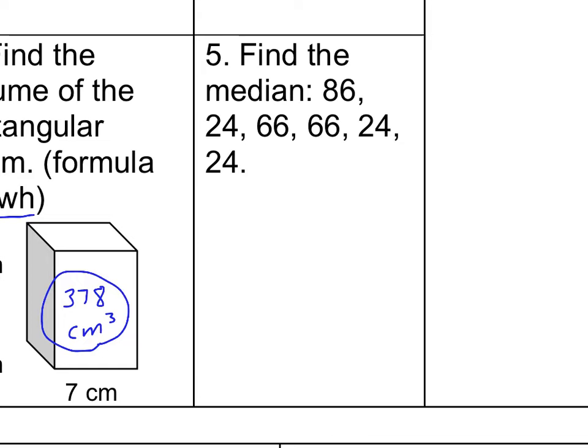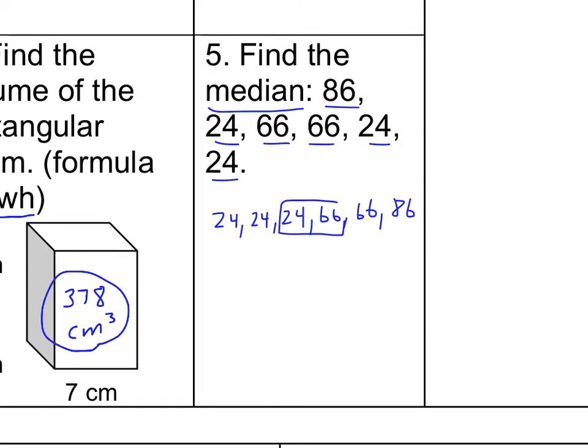For number 5, in order to find the median, which means middle, we first have to put all of our numbers in order from least to greatest. So we have 3 24s, 2 66s, and an 86. And since we have an even number of data, 1, 2, 3, 4, 5, 6 numbers, we're going to have 2 middles, 24 and 66.